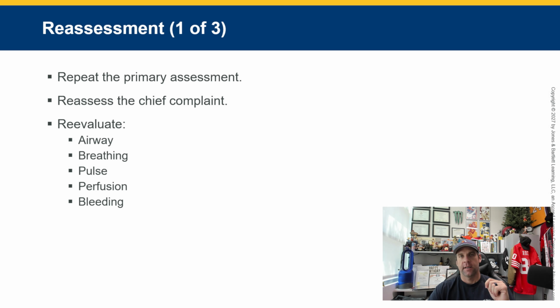Perfect. Now, when we're looking at the reassessment, it's really a deliberate search for a change in the patient's condition. A patient with chest trauma can deteriorate over a few minutes. So the fact that the airway was open or breathing was adequate during your primary assessment does not mean those findings are going to remain the same and be stable. You really want to repeat the primary assessment in a systematic order.